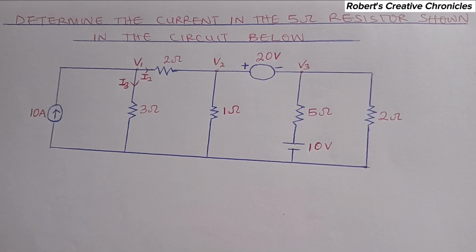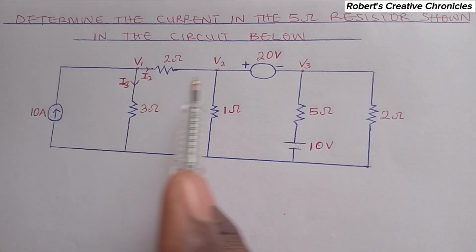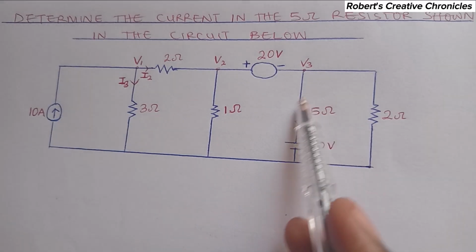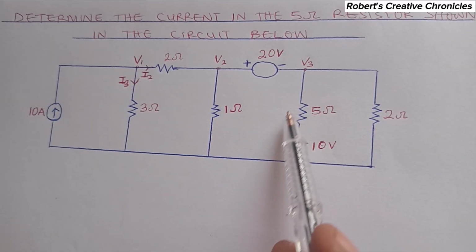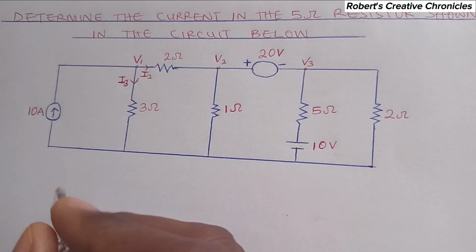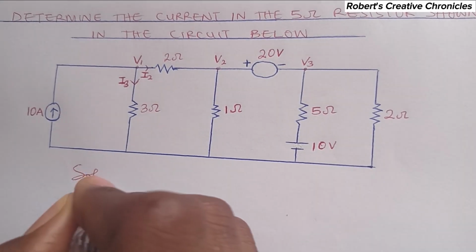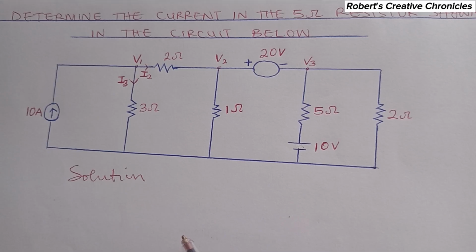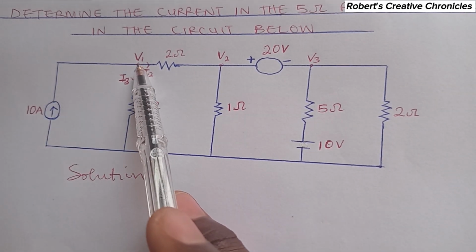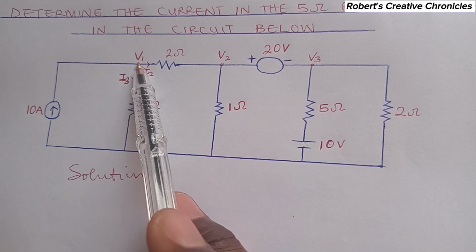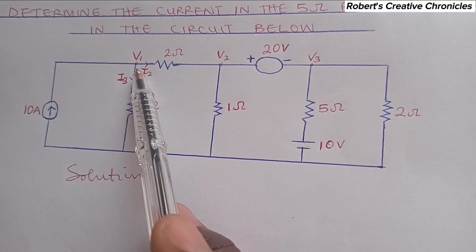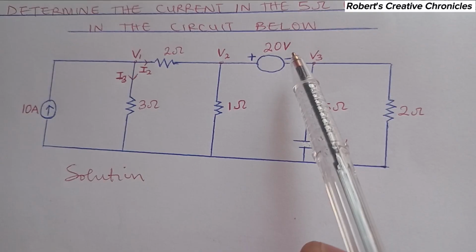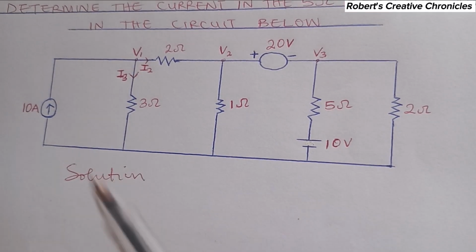So today, we'll be solving this question which states: determine the current in the 5 ohm resistor shown in the circuit below. So this current, the current flowing into this. So now, the solution. The first thing we are going to do is apply nodal analysis to this node, and then nodal analysis to this node, and also the supernode. So let's start from here.